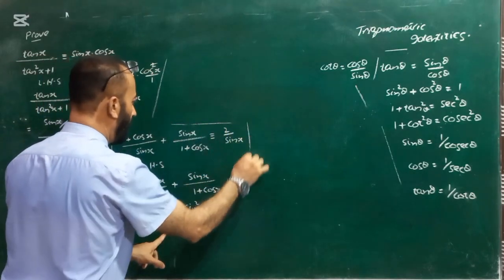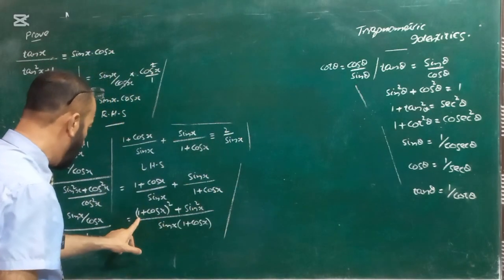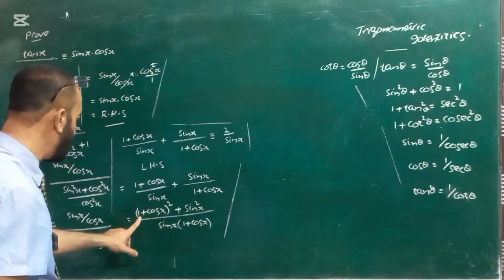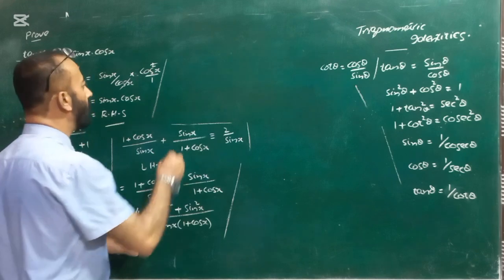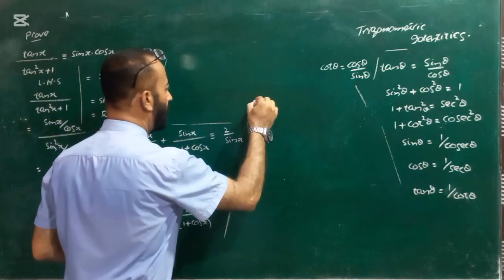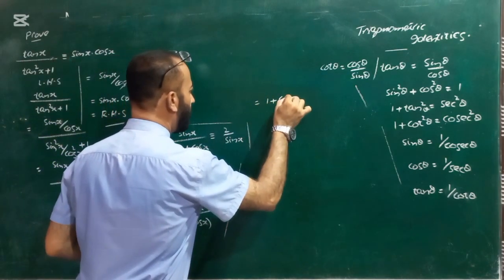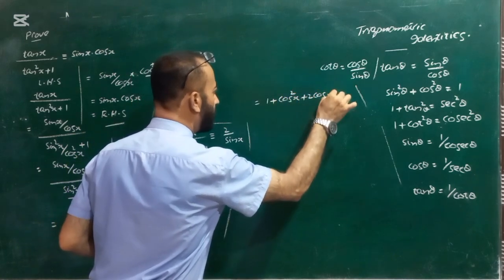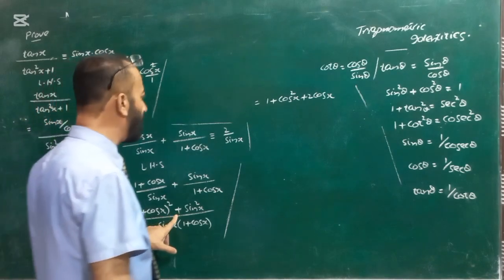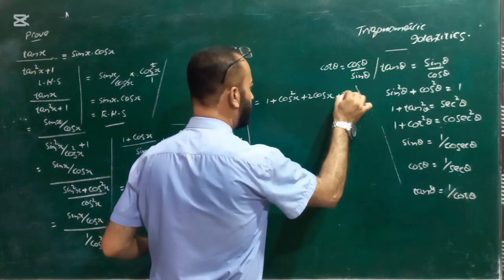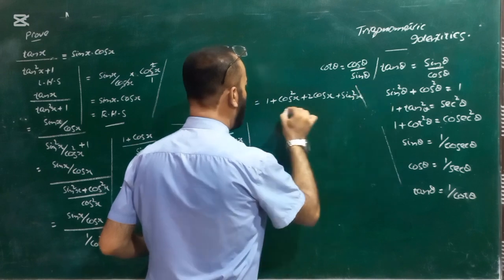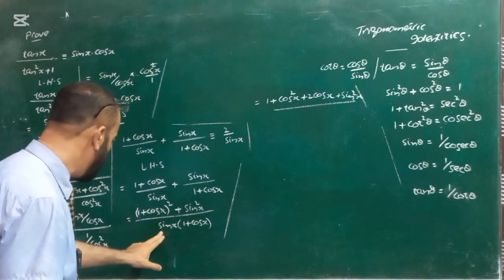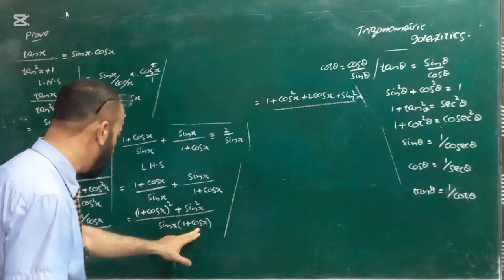Okay. Moving further. In this bracket, the a plus b whole square formula will be applied. So open it: a square plus b square plus 2ab. So 1 plus cos square x. Look here now, 1 plus cos square x plus 2 cos x. And this plus sine square x will remain as it is. And in the denominator, sine x will be multiplied inside. So sine x plus sine x cos x.